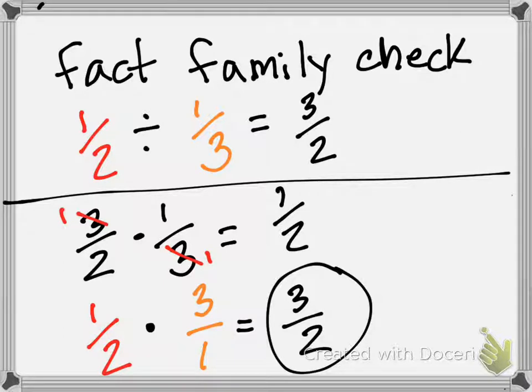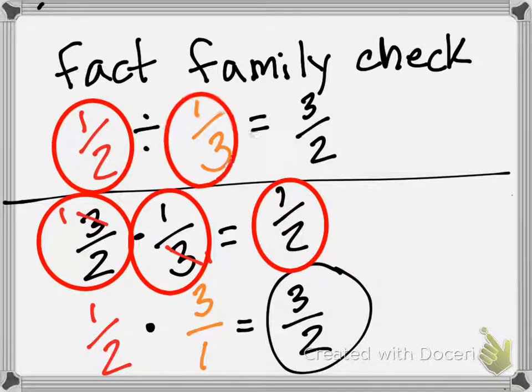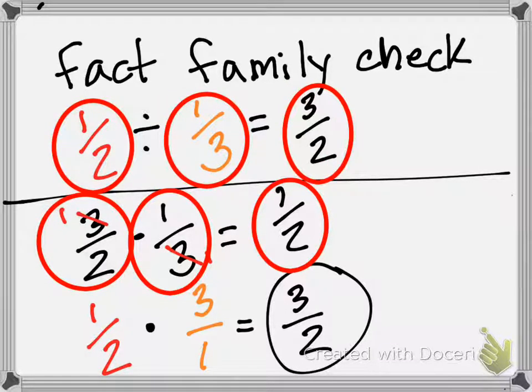Hey, let's look at this. Does this have all the same numbers as we had before? 1/2, 1/3, 3 over 2. That's our fact family right there. This is the one with division. This is the one with multiplication. That's our fact family. That's how we can prove to ourselves that we got the right answer.